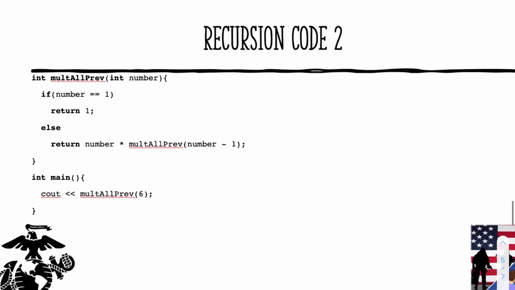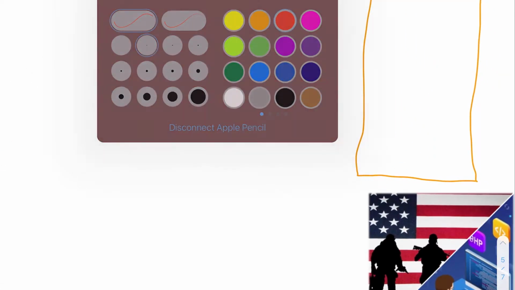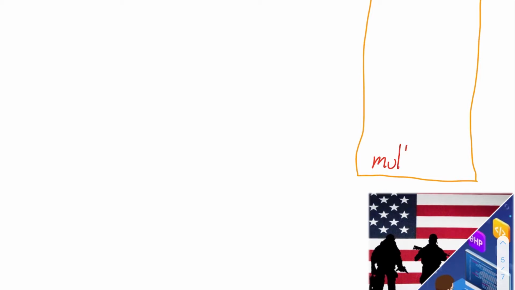Very, very similar. The only difference is multiplication. So I'm going to go through this one much faster. We'll do the same thing. First thing we want to do is create our stack, and we're calling it on mult of 6. That's the first thing we do. When we get here, we are calling it on mult of 6. So we come over to our stack, and we are calling it on mult of 6.